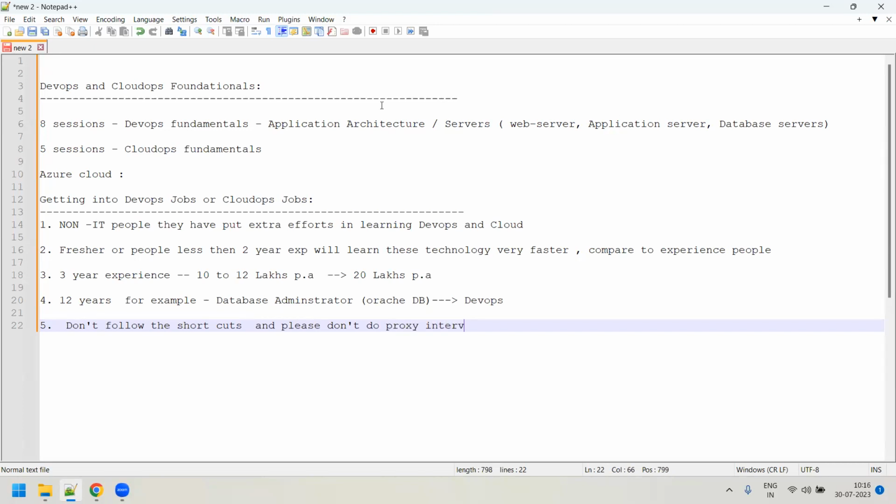I know many people who have gone through proxy interviews. Through proxy interviews, they have cleared and they have been working. They have succeeded also. I'm not saying that they have succeeded because of the effort or the hard work which they have put in. But some people have given the proxy for them, and they have got placed.